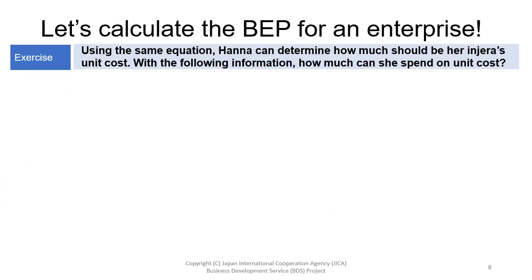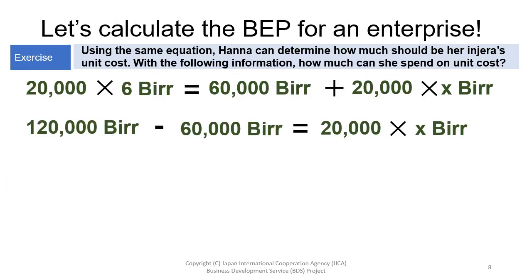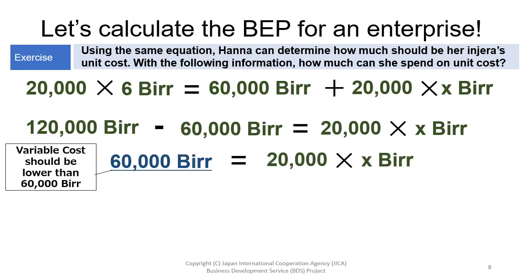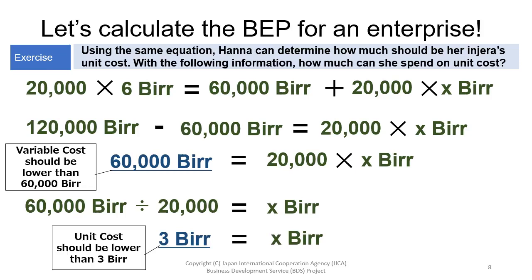What was your answer? This is where you start off. You bring 60,000 birr to the left side of the equation, and you get 60,000 birr as Hannah's variable cost. This means Hannah's variable cost should be lower than 60,000 birr to make profit. At the same time, divide 60,000 birr with 20,000 injeras. Her injera's unit cost should be lower than 3 birr to make profit.